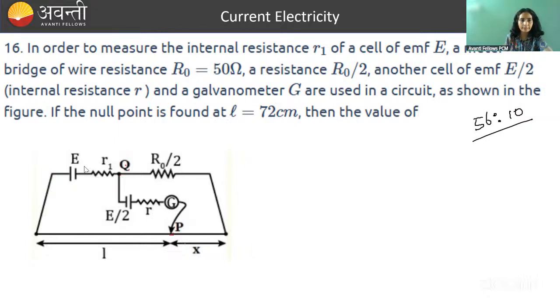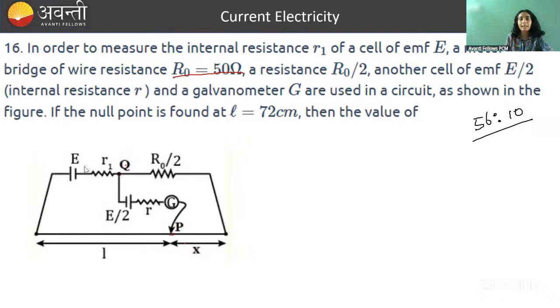Let us understand it now. See here, in order to measure the internal resistance R1 of a cell of EMF E, meter bridge of wire resistance R naught 50 ohm. So resistance of this meter bridge wire is given as 50 ohm.